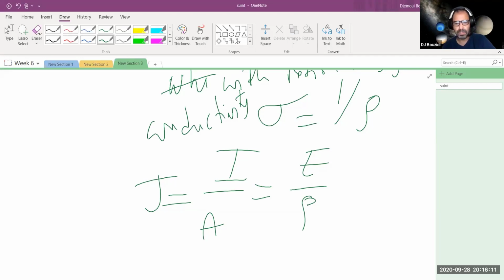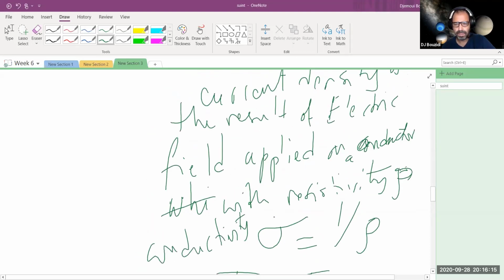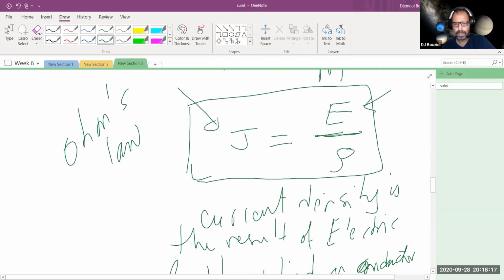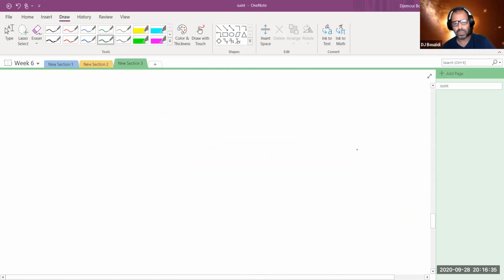Did I make a mistake in the expression here for the lower rho? Yeah, the lower rho, the higher J. A material with low resistivity means it's a good conductor. That means the current will be higher. A high resistivity means the current will be low. So that's the argument. So it's correct.